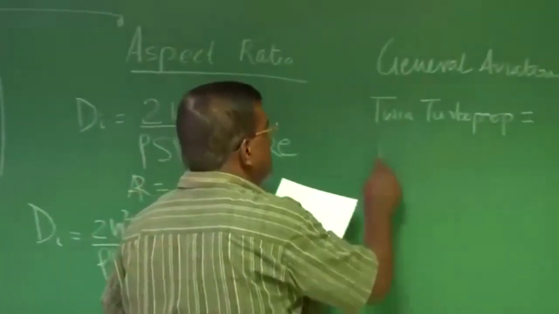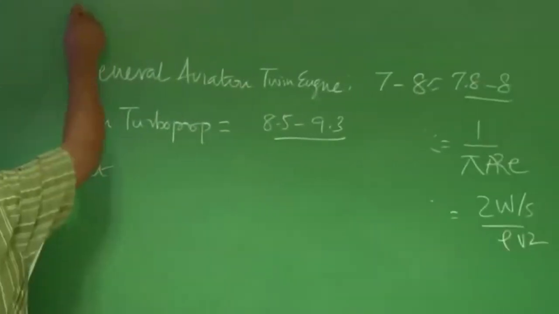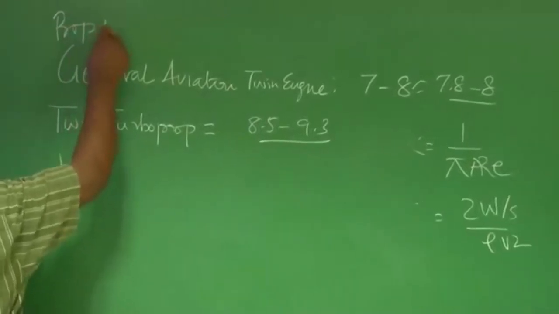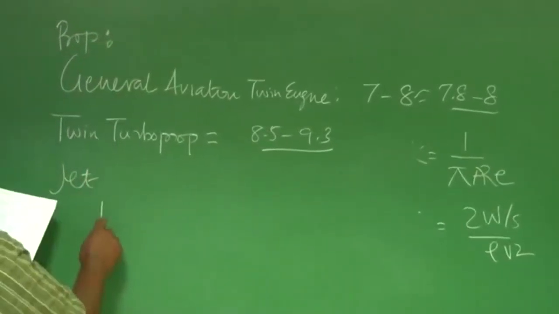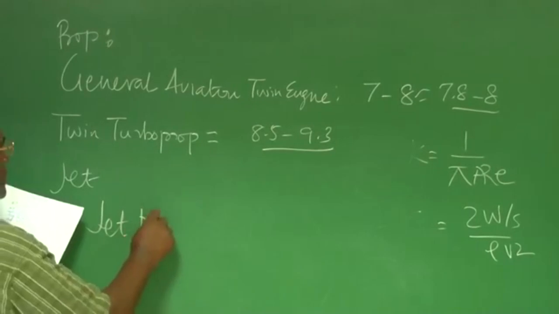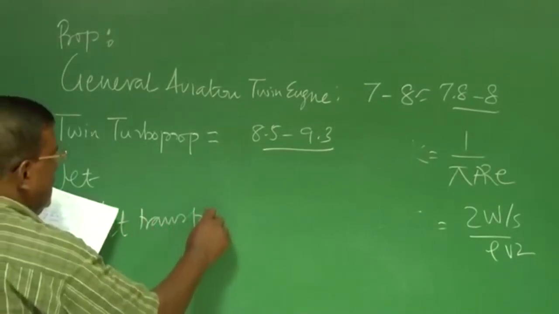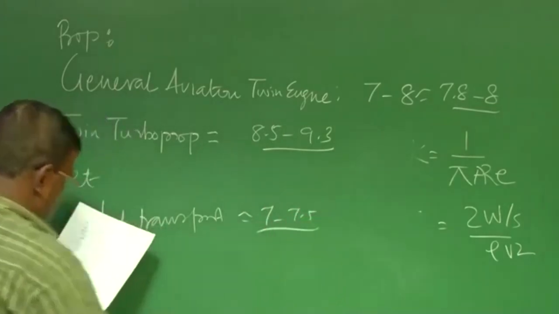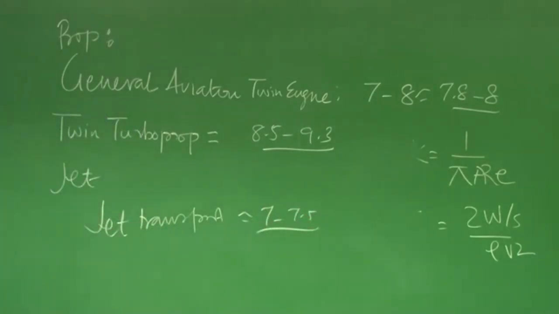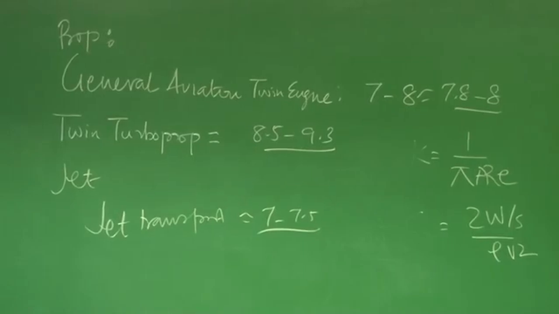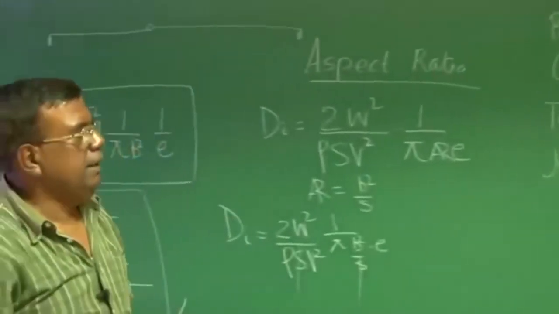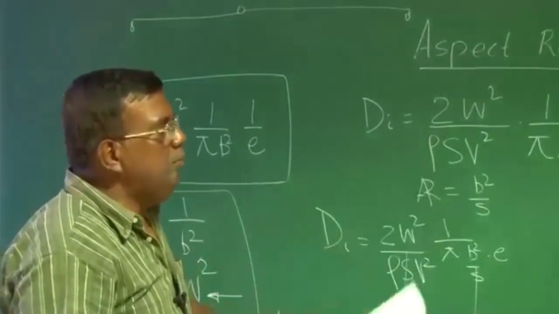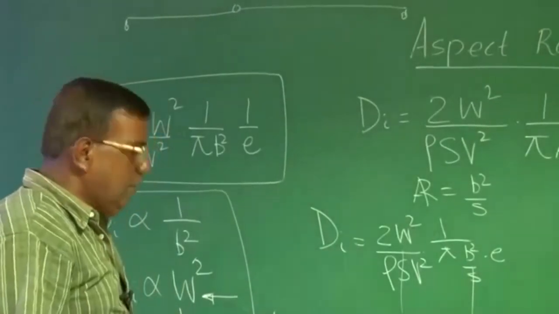For jet, of course, these were propeller driven. You understood this. For a jet, typical jet transport, I prefer around 7 to 7.5. Around this number, the aspect ratio will be there. And if you further increase the speed, you will find the aspect ratio will go on reducing. It will come to 6, 5.5, like that. But these are good enough numbers to start a configuration.